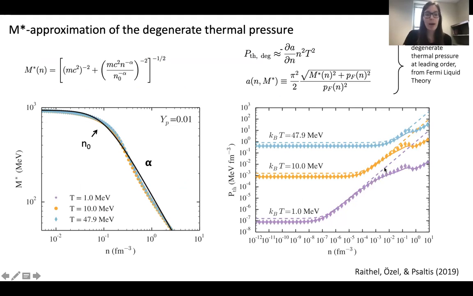Okay, so to model the thermal pressure in the degenerate regime, we adopt a Fermi liquid theory-based approach, which is summarized here. But the key thing I want to highlight is that in this regime, basically the dependencies boil down to a dependence on the density and the temperature, and additionally this parameter m star, which is the effective mass of the system. We're just considering simple NPE matter.